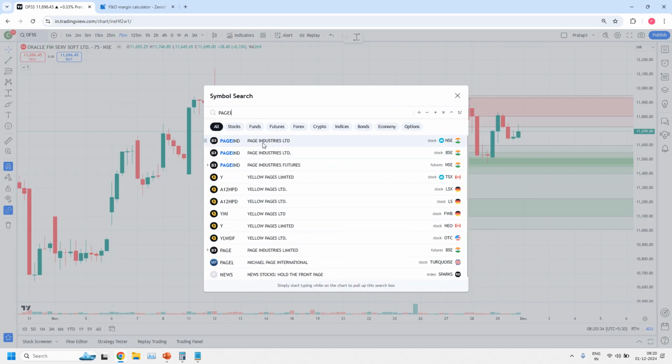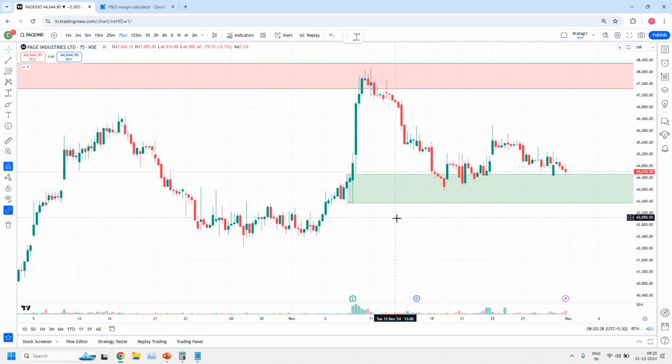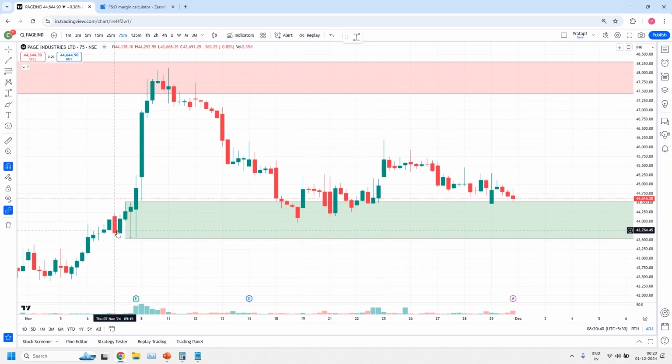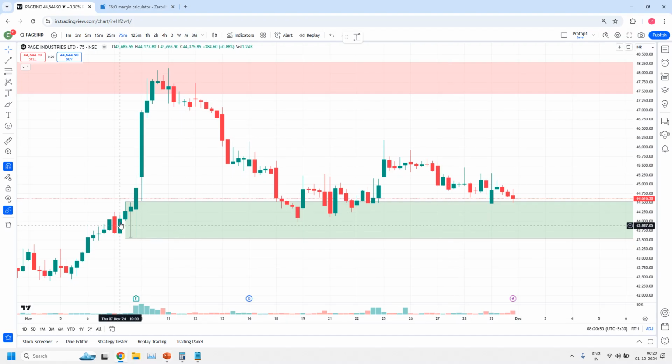So Page Industries. This is also a 75 minute zone. I have already drawn the zones. See here, this is a drop. Is it drop or rally? Page Industries, rally base rally. That is 711 1030. This is the one: 711 1030 medium size candle as a leg-in, two base candles and a rally candle.